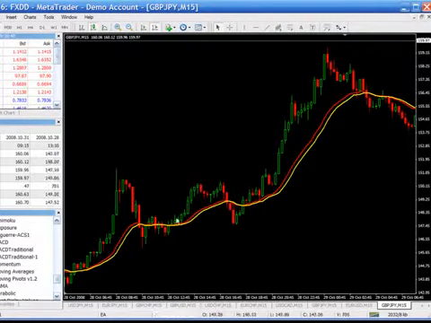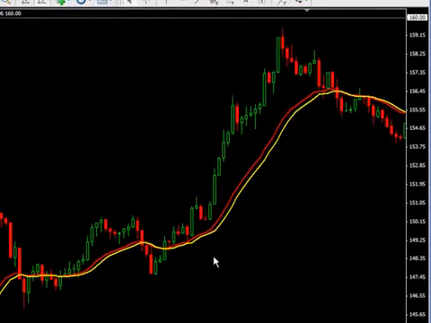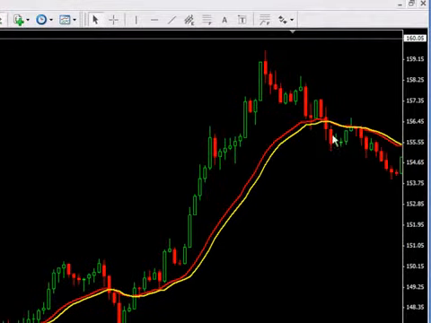On a 15-minute chart, I've thrown up two moving averages. This is just a simple moving average cross, very basic. I'm using this as my indicator, more or less, to see the momentum of the market. The fast line is the red line, and the slow line is the yellow line. As soon as the fast line crosses above the slow line, I want to buy. As soon as the fast line crosses below the slow line, I want to sell.